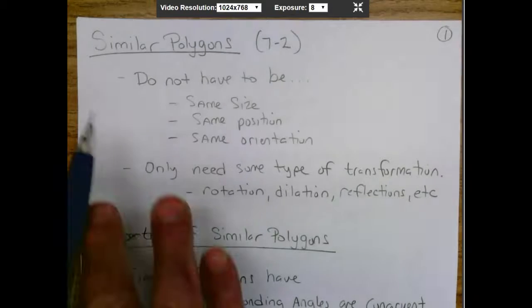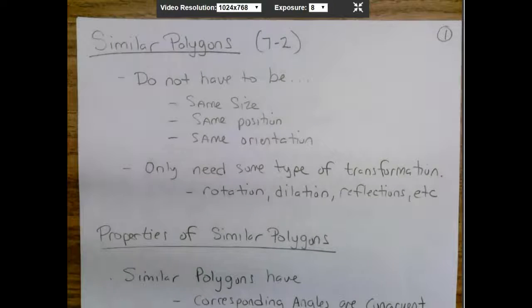And we can see here the rules. It says they do not have to be the same size, the same position, or the same orientation. Now the last two, position and orientation, could be true for congruent triangles. So you could have one triangle in one place in the coordinate plane and another one in a different position. But if they're the same size, they're congruent, right? But here we're talking about ones that don't even have to be the same size. They're similar, but not exactly the same, okay?